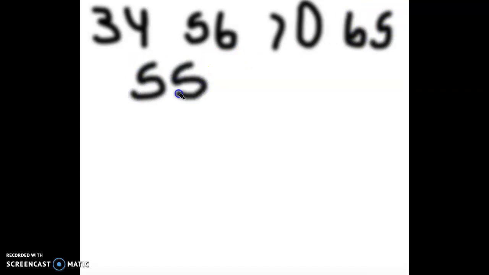Like we did with our last problem, to find the mean average, we need to add all of our numbers together. So 34 plus 56 plus 70 plus 65 plus 55. And next we need to know how many total kids we have. So we have 1, 2, 3, 4, 5 kids. Next we're going to work through our problem and add them all together. All of these added together, we get 280 total pieces of candy.